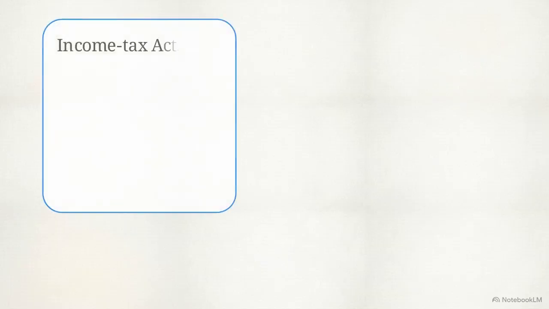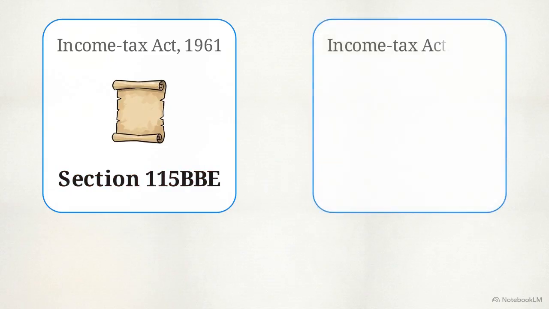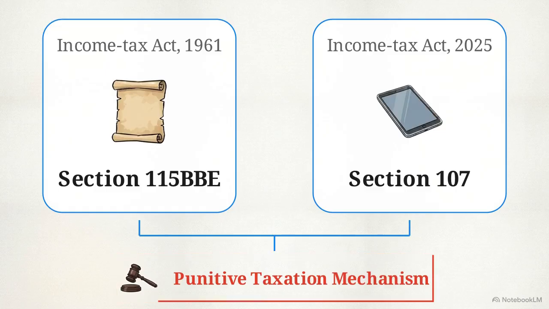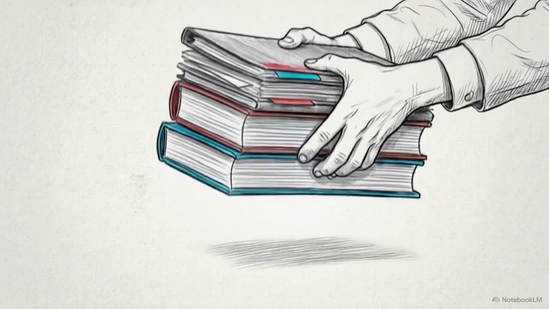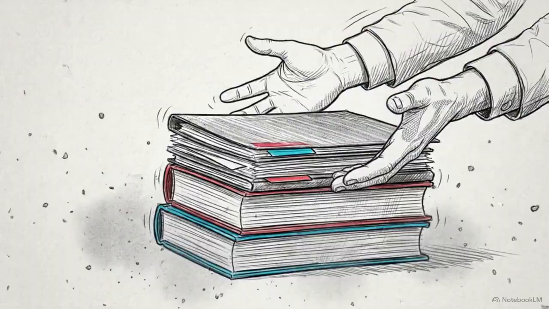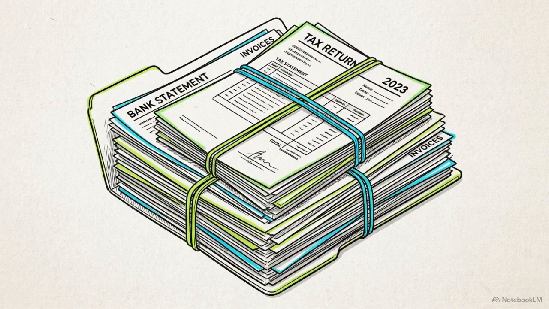Under the Income Tax Act of 1961, Section 115BBE applies a severe, punitive tax rate to any cash deposit you fail to properly explain. For future assessments governed by the Income Tax Act 2025, that exact same punitive taxation mechanism is applied under Section 107. Both the legacy and new statutes place the legal burden of substantiating cash credits squarely on the individual taxpayer. Verbal explanations during a scrutiny assessment hold no legal weight. Avoiding these additions requires a structured, mathematically sound documentary defense.